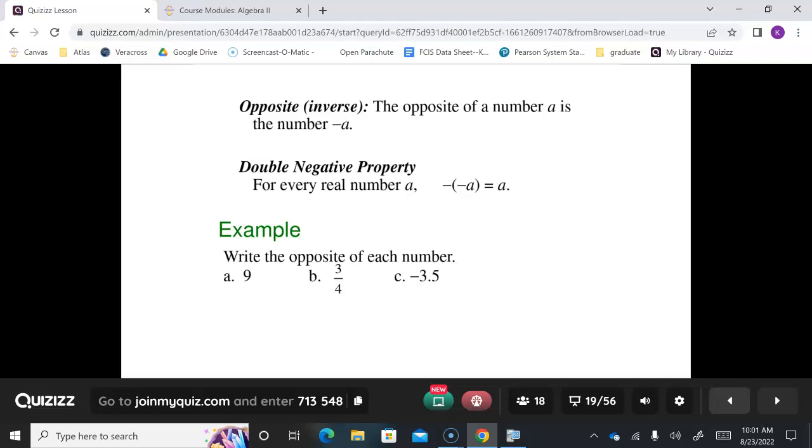Opposite is just switching the sign, whether it's positive or negative. Reciprocal is flip the fraction. Absolute value says make it positive.